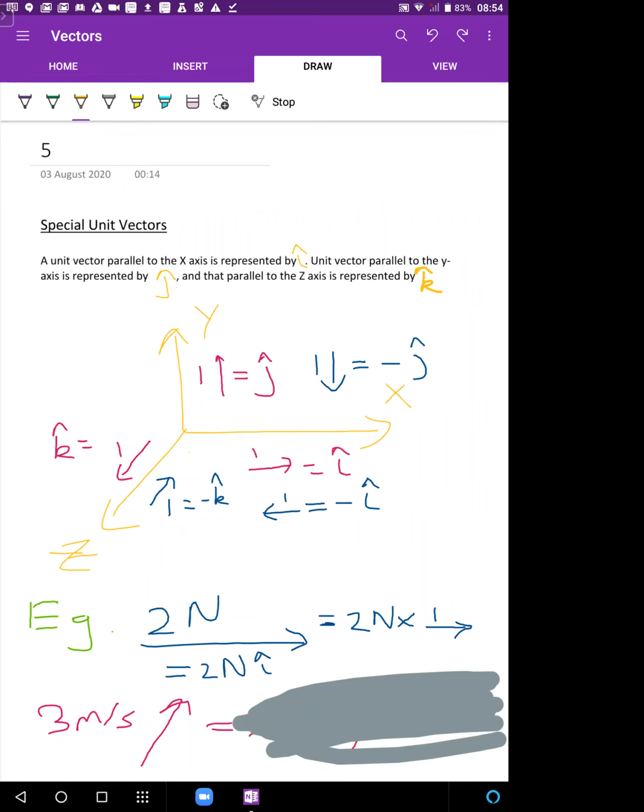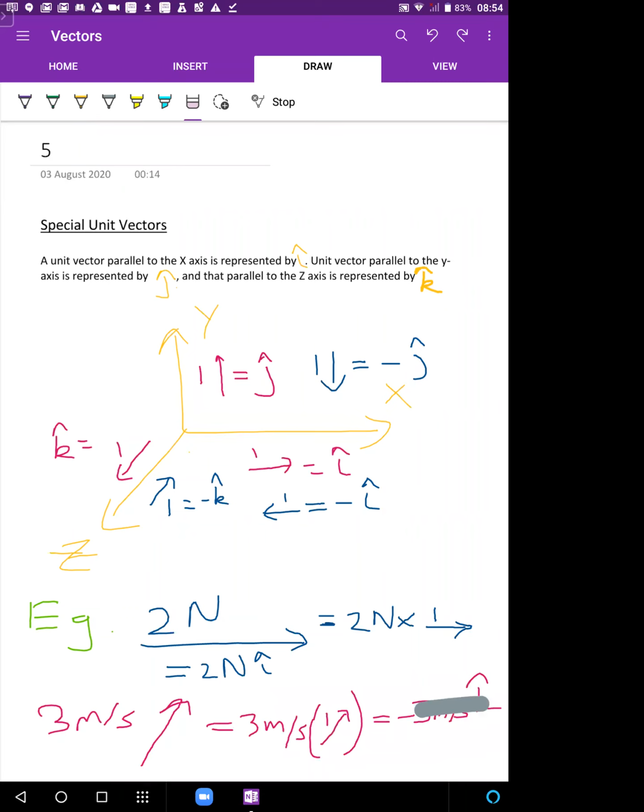माइनस z कैप नहीं है ना, z के करस्पॉन्डिंग k कैप है, x के करस्पॉन्डिंग i कैप, y के करस्पॉन्डिंग j कैप. So the idea will be, you'll say, अच्छा, this is 3 meters per second into my unit vector along negative z. So it will be 3 meters per second into 1 along that direction. 1 along that direction becomes minus k cap.